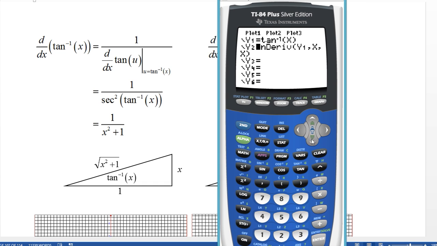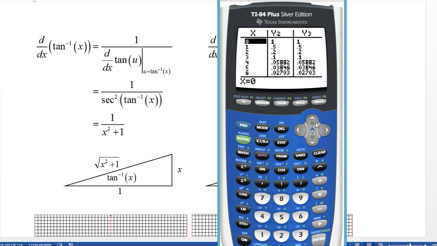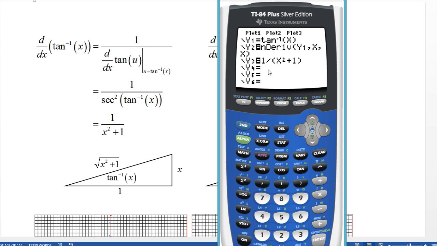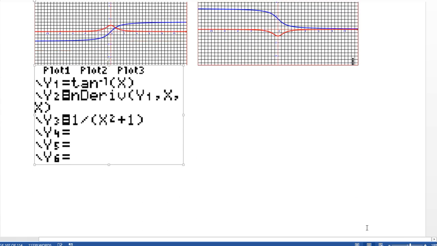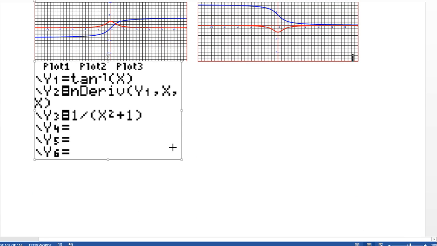Let y2 be the numerical derivative of y1, like we usually do, and then put our answer, which is 1 divided by x squared plus 1. Now let's look at the tables for y2 and y3, and make sure we check some negative and some positive stuff. Yeah, that looks pretty good, right? And so this gives us a little bit of a check.